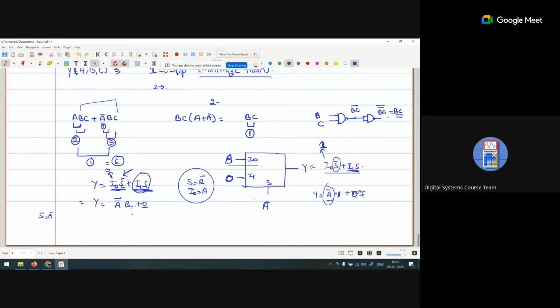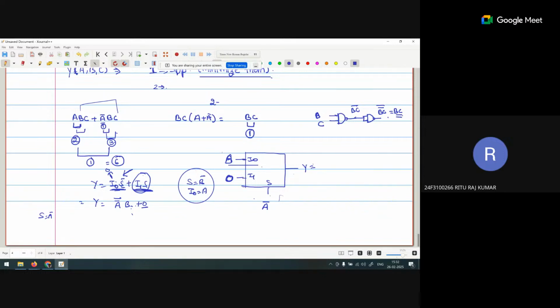Now the second question. Sir, when you pass A bar with B, then A bar is 0, so A bar dot B becomes 0? If I provide A bar here, what does the equation say? I am not saying what the value of A bar is. I just say that this is A bar. It is possible that the A value will be 0, it is possible that it will be 1. It is an input.